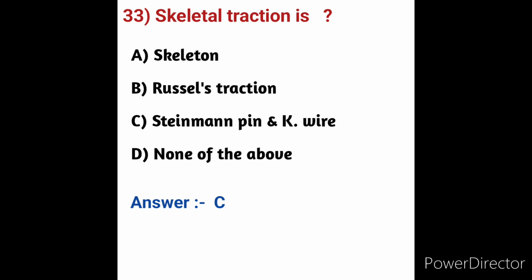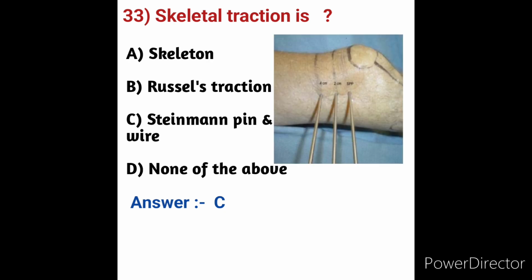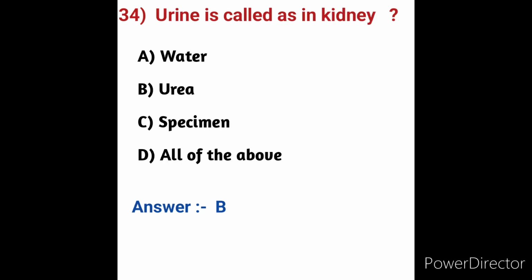Here the Steinman pin and K-wire go through the radius for the elbow joint and the tibia for the knee joint. We can use the tibia for the knee joint, and the radius for the elbow joint. Here in this picture we are seeing skeletal traction using Steinman pin and K-wire. Here option C is the correct answer. Move on to question number 34.